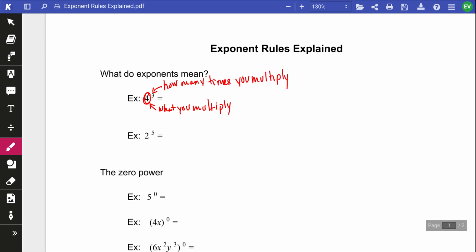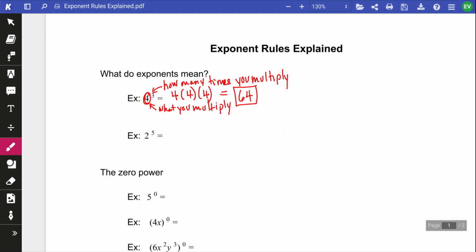So 4 to the third power tells us that we're going to take 4, and we're going to multiply it by itself 3 times. So 4 times 4 times 4. When you multiply that out, 4 times 4 is 16, times 4 more gives you 64. And that's how you do exponents. That's how you simplify them.